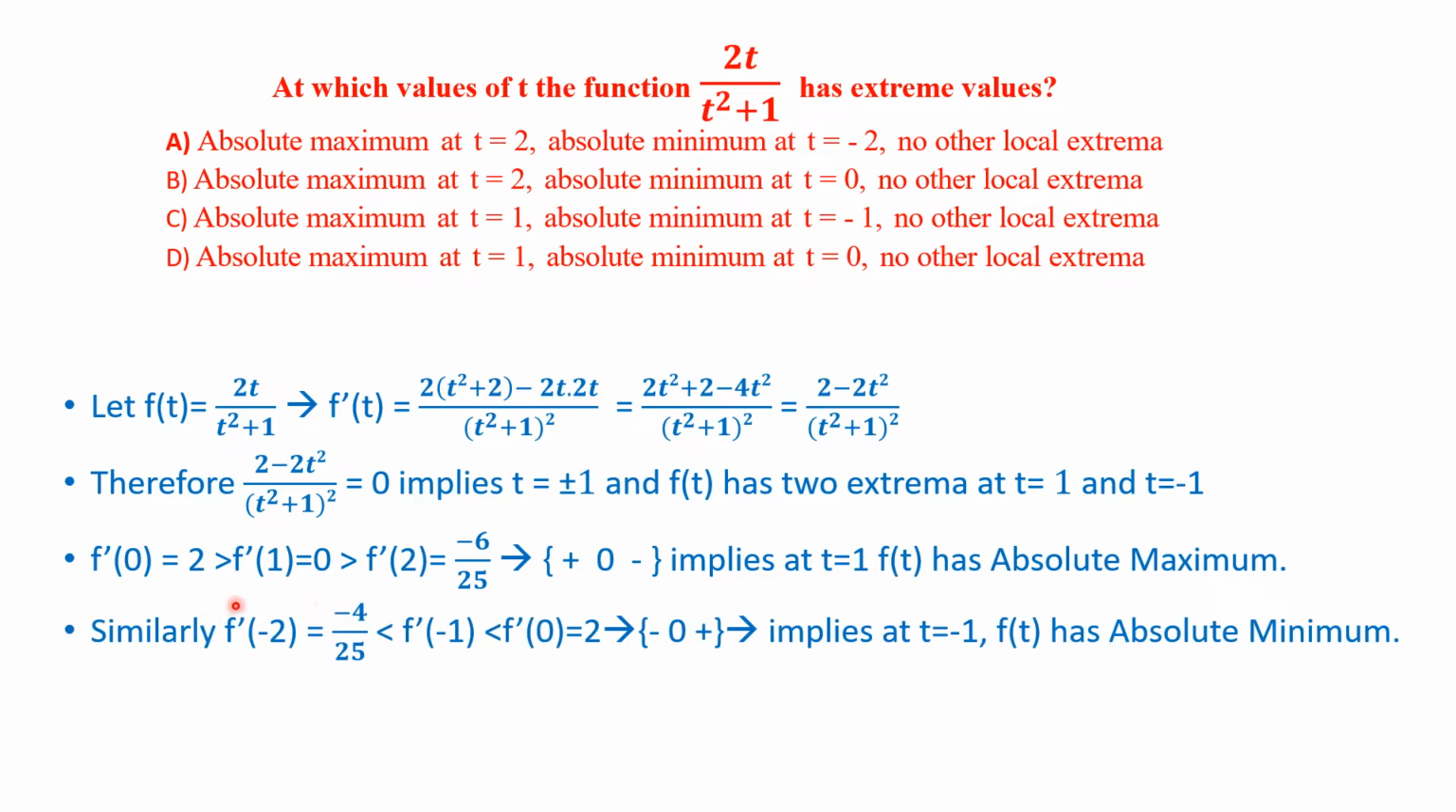Similarly, we take a look at f prime of negative 2, and that's going to be a value less than 0, and that leads us to negative, 0, and plus. This implies that at t equal to negative 1, f of t has an absolute minimum. So the answer for this is C. So C is the correct answer.